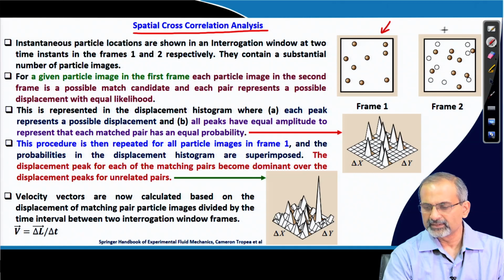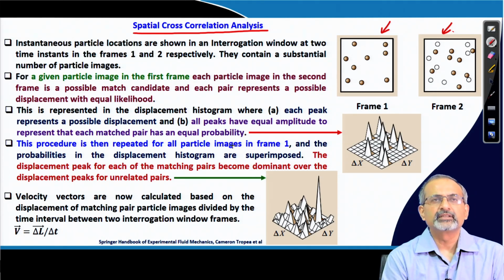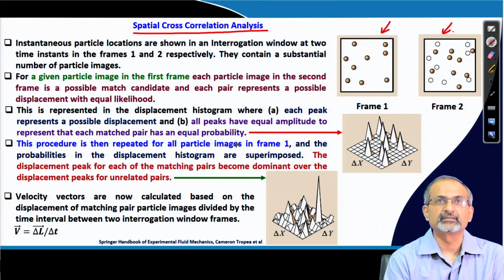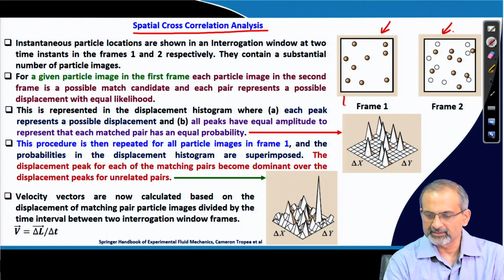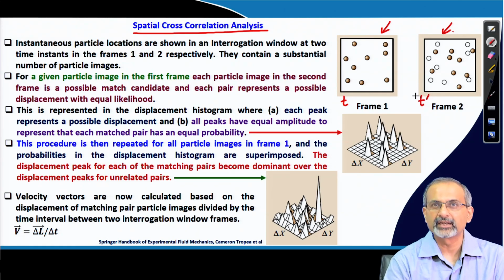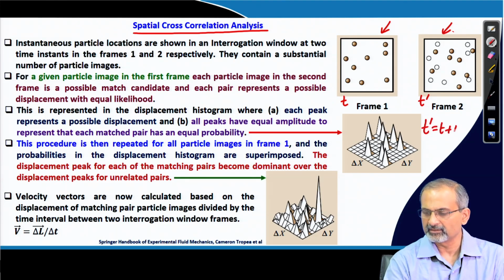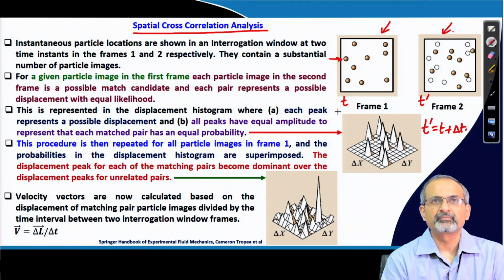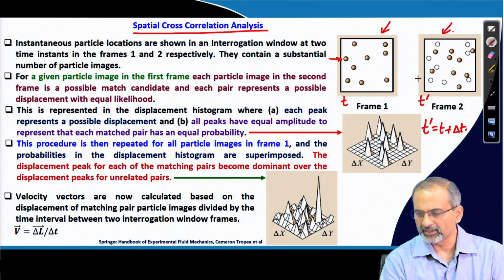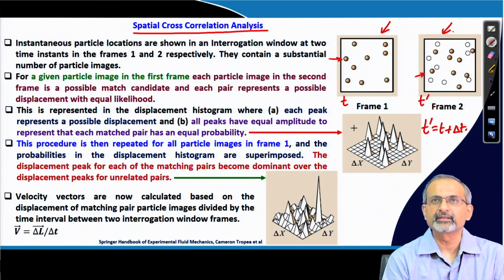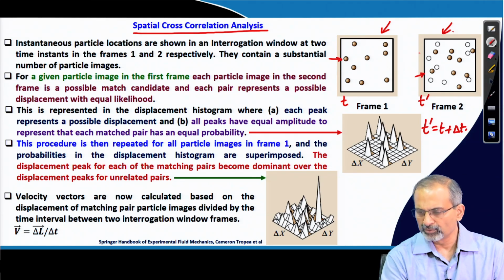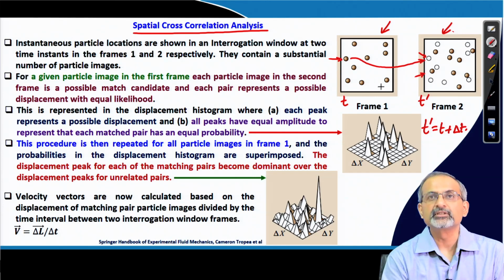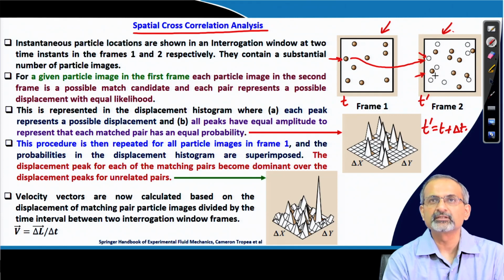We are looking at two frames essentially. What are they conveying? They are showing us the instantaneous particle locations in an interrogation window at two instants of time. Let us say this is time t and this is t dash, where t dash is of course t plus delta t. You see a number of particle images in this frame. The same set of particles have moved, have relocated, and the hollow positions are essentially indicating their corresponding positions at time t, while the filled positions are their current positions.